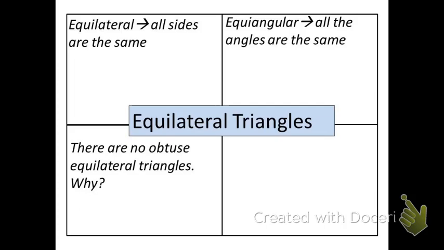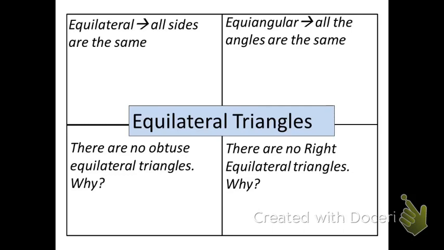Why are there no obtuse equilateral triangles? An obtuse angle means that it has to be greater than 90 degrees. So if we have 3 angles that measure more than that, say 100, to be equilateral, all the angles will also be the same, and if we add all these, it is much greater than 180 degrees. Okay, so we can't have obtuse.